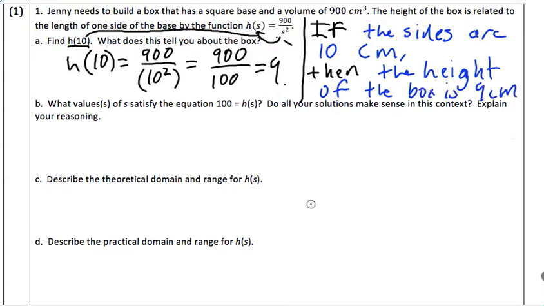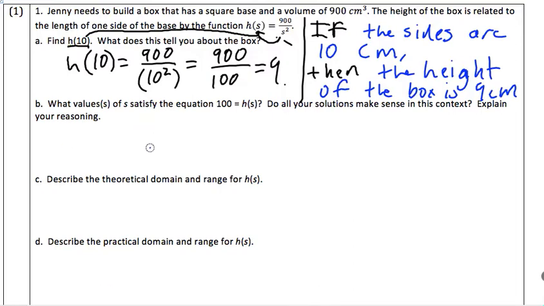And that's all there is to it, right? Describe what this number means, it's the side, and describe what this number means, it's the height. If the sides are 10, then the height of the box is 9, and that'll balance it out so that the overall volume of the box is 900 centimeters.